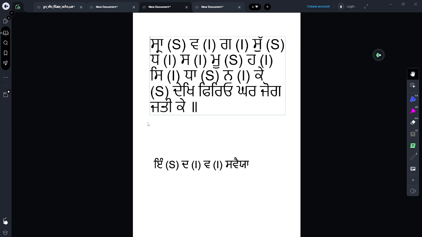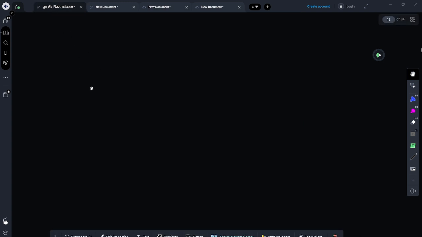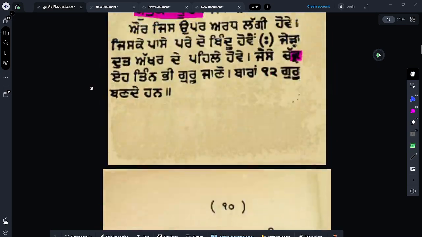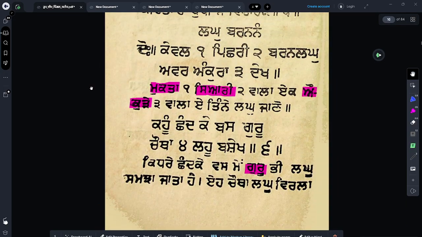Take a deep breath. If you need to, you can hold someone's hand. We're going to go through this together. Now, think about the fourth laghu matra. What was the fourth type of short syllable? If we go back here, the fourth type of short syllable: Kahu chand ke bas guru, chautha lahu base.